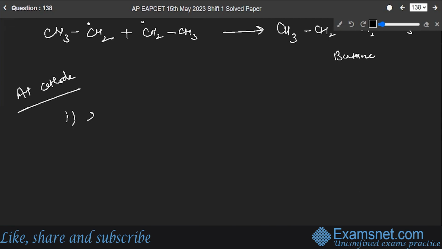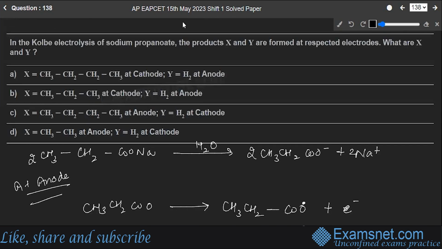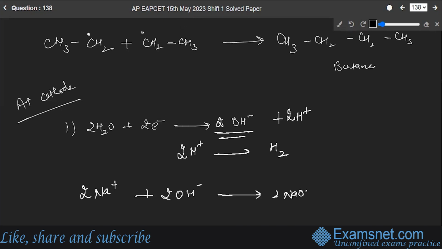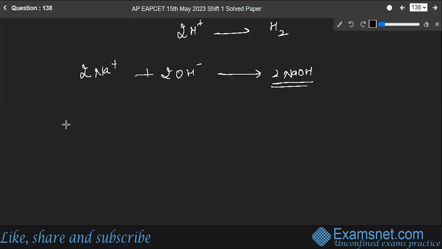At the cathode, first of all, water gains two electrons to give you hydroxyl negative plus hydrogen ions. Let's do the balancing. You will have a 2 and 2. So these two hydrogen ions give you hydrogen gas. Also, the two sodium ions combine with two hydroxyl ions to give you two molecules of sodium hydroxide. Thus, the water molecules undergo reduction to give hydrogen gas at the cathode.